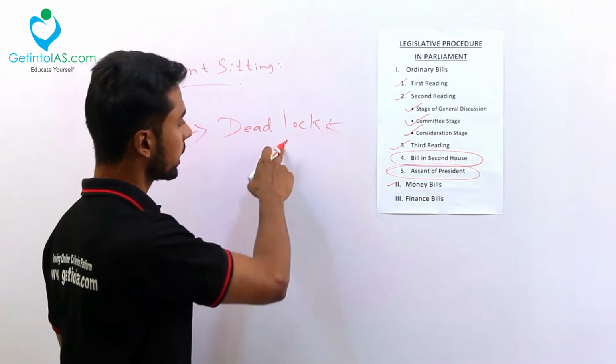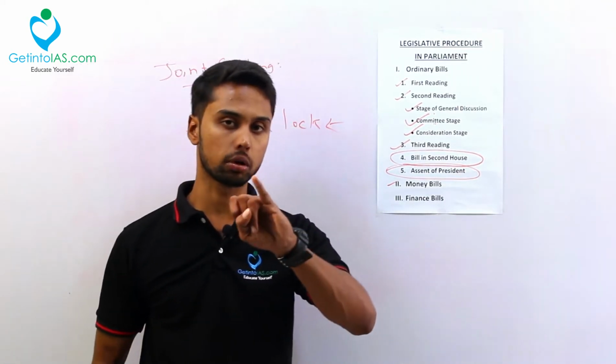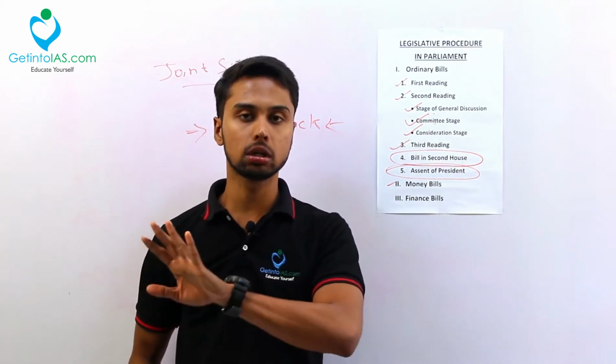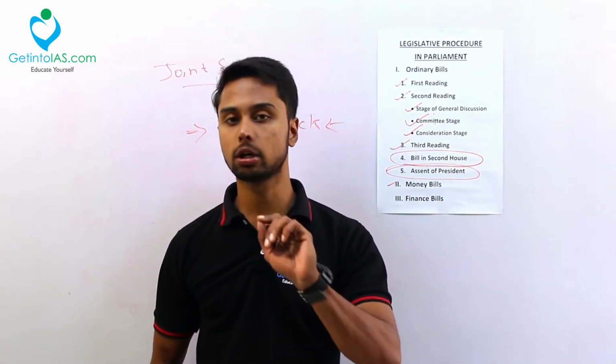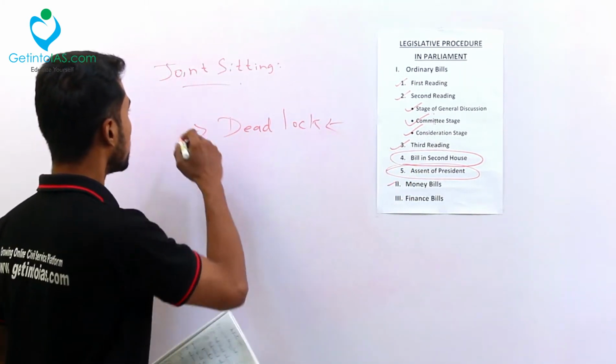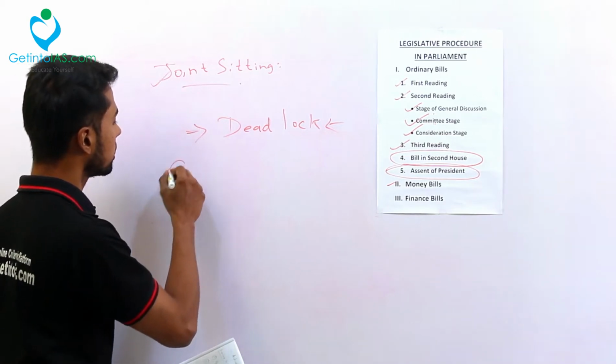So what are the conditions for deadlock we are seeing? First condition, what I have told. Second condition, if Rajya Sabha is not taking any action on the bill for 6 months, then it is also known as deadlock. In these cases, if deadlock arises, joint sitting will happen. So what are the important things of joint sitting?